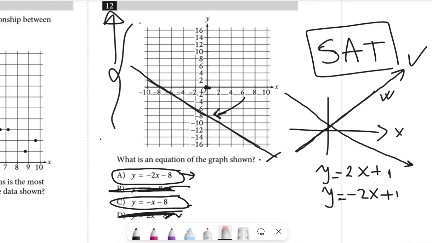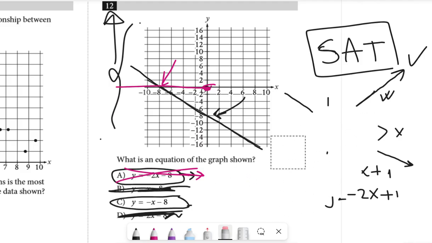Now let's try something else. Why don't we put minus 8 for x? We need to get 0. So if we put x is equal to minus 8, then what do we get? Minus 2 multiplied by minus 8 would be 16. And then 16 minus 8 is equal to 8. Oh, it's wrong. We need to get 0 for y. So this one is wrong, which means C is correct.